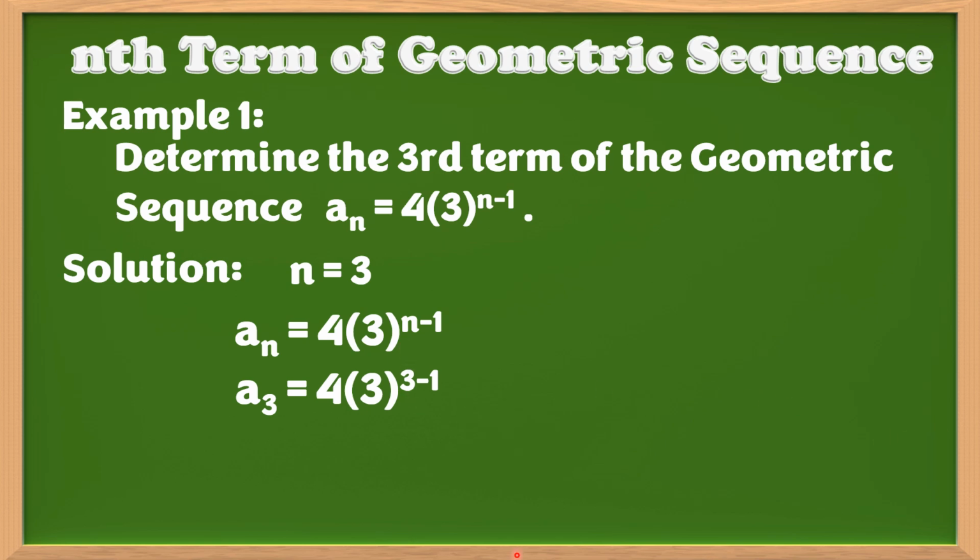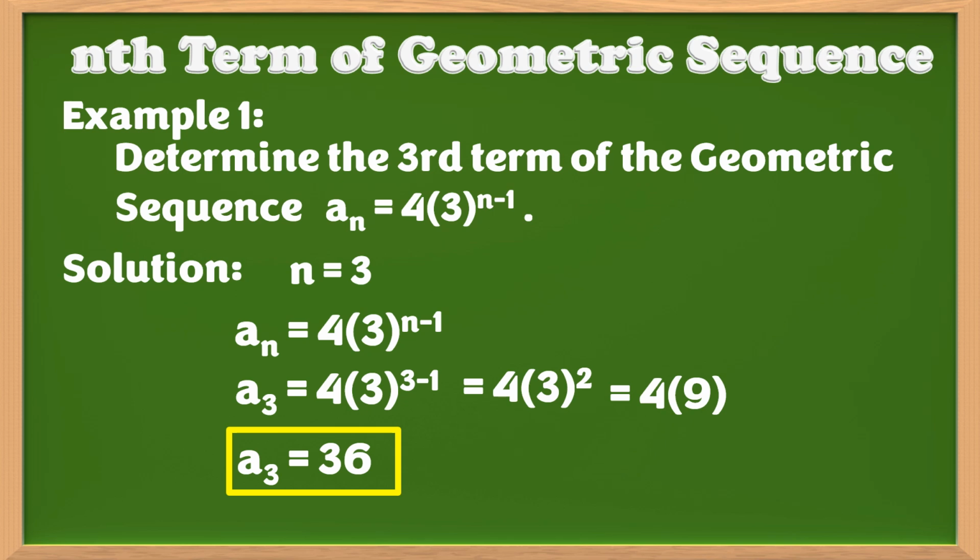And then simplify the equation. We have a sub 3 is equal to 4 times 3 squared, because 3 minus 1 is equal to 2. Then we're going to determine the value of 3 squared. So we have 4 times 9, since 3 squared is equal to 9. Then multiply 4 and 9. 4 times 9 is equal to 36. Therefore, the third term of the geometric sequence is 36.